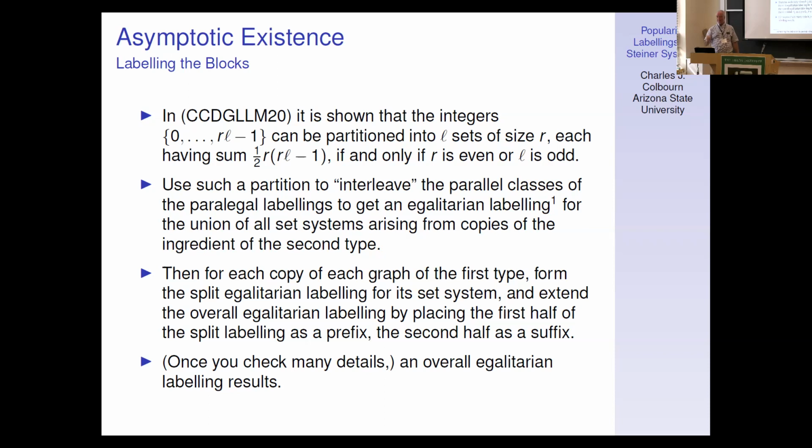But that's a technicality. What do you do with the graphs of the first type? Well, take one of them. What is it? It's a split egalitarian. Well, it was called split egalitarian for a reason. What should you want to do with a split egalitarian system? Split it. Put the first half at the top, second half at the bottom, and just keep doing it, growing the egalitarian labeling in both directions. And when you finish, you've got some details to check, but you have built an overall egalitarian labeling.